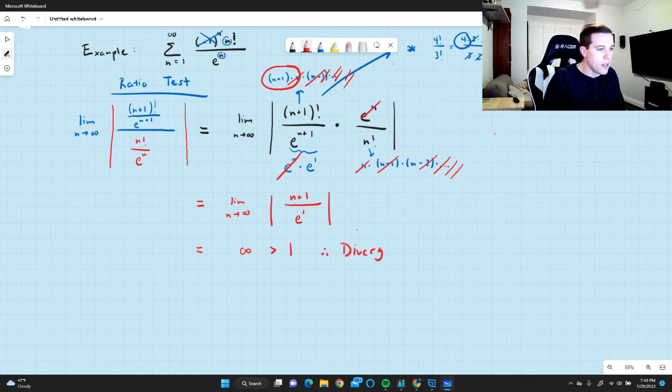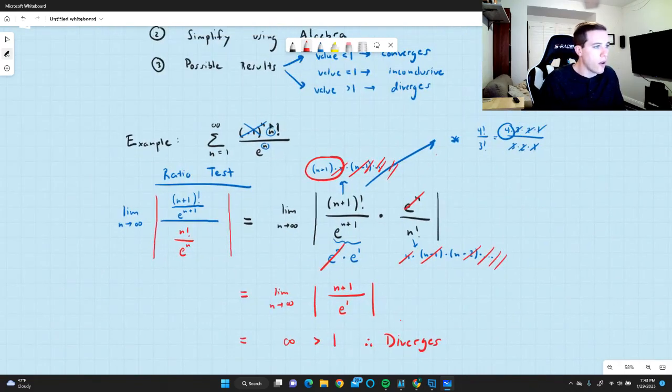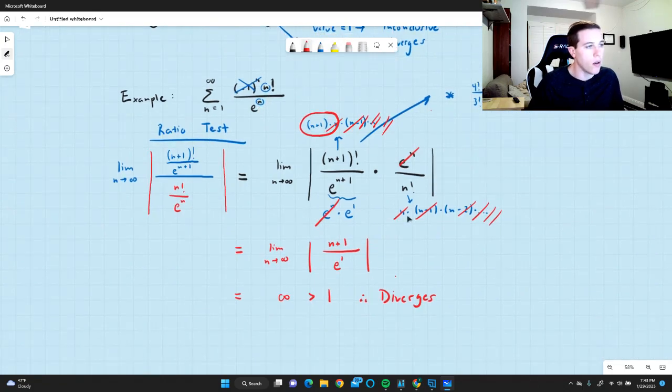And you could have guessed that based on how the original series looked, because factorial is way faster growing than exponentials. So I already said that at the beginning of all this. So you could have known, oh, look, the factorial in the numerator is going to grow way faster than the exponential in the denominator. So this one definitely diverges, but the ratio test will help in other situations. So I wanted you to see it in this one.